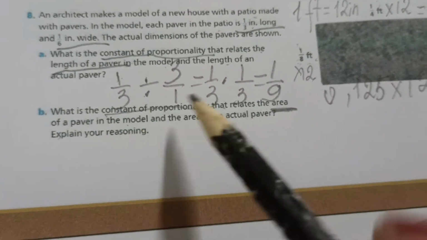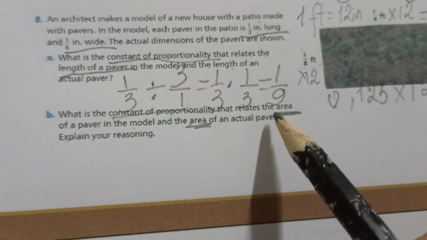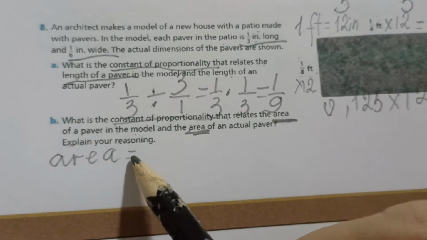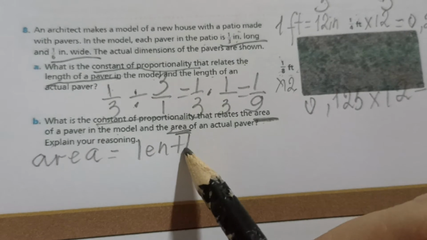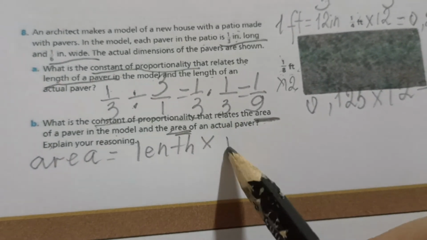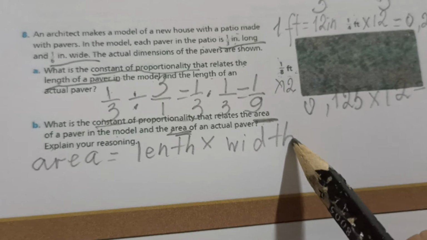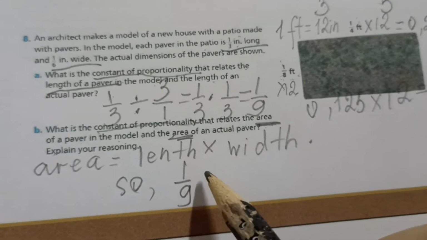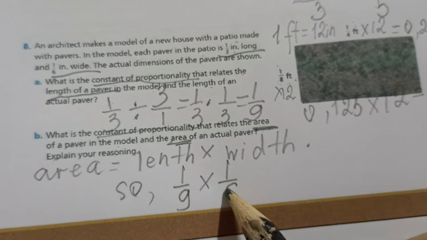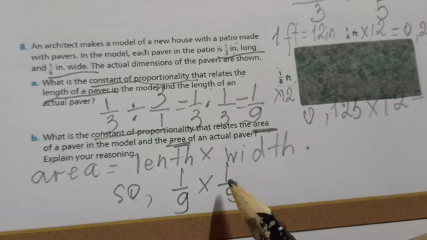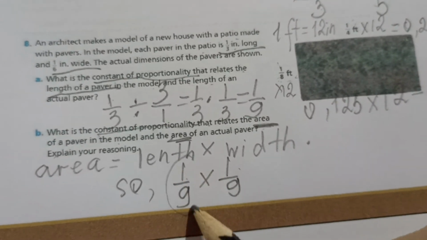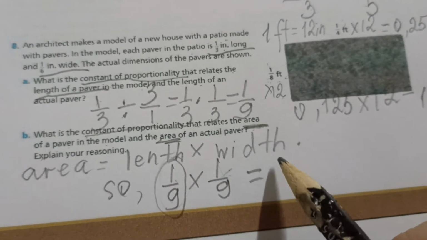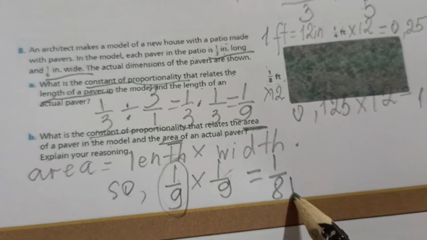Okay, then here, what is the constant of proportionality that relates the area of a paver in the model and the area of the actual paver? And here you need to know that area equals what? Length multiplied by width. So this 1/9 you multiply by 1 over 9, because this is a constant of proportionality here, okay? This is k, and this is like x. And it's going to be 1 over 81, okay?